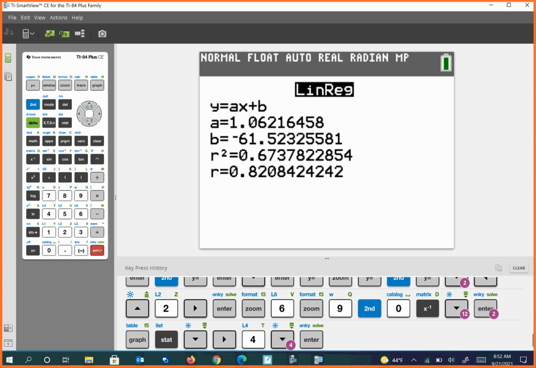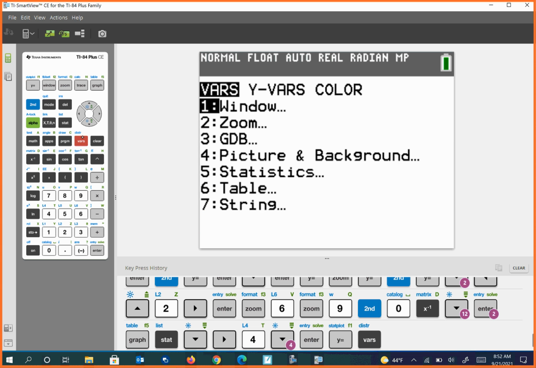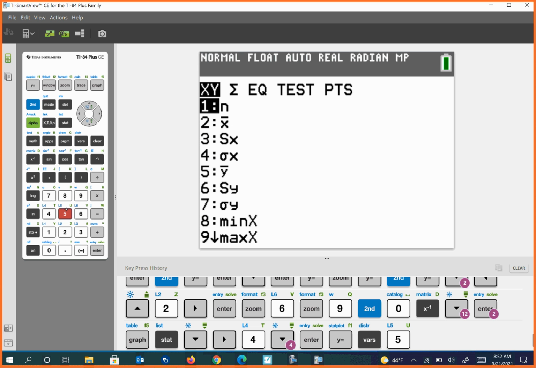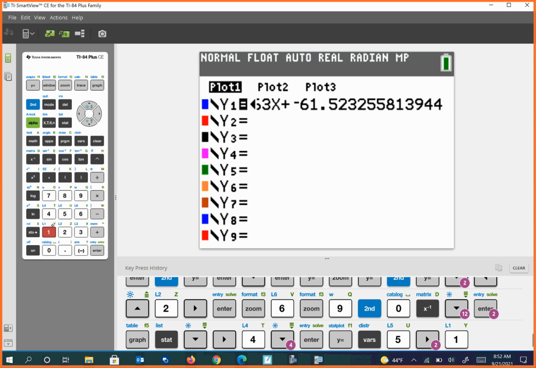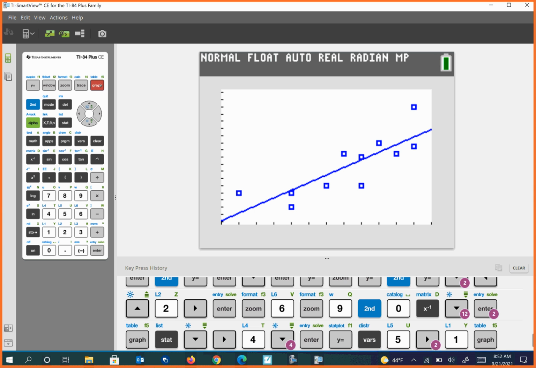Okay? The r squared is always going to be positive. The reason why the r squared is always positive is that if I take any negative value and I square it, I get a positive number. Okay? So the nice thing is we have this line of best fit. So I can go y equals, vars, statistics, equation. It's going to plug in that data. I hit graph. It draws in my line of best fit.